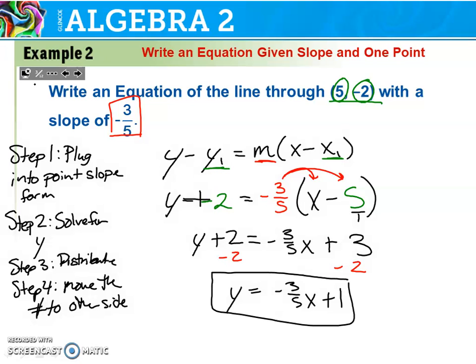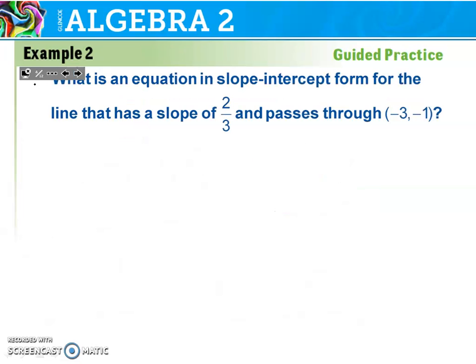That's finding the equation of a line in our slope-intercept form based on the fact that we were given a point and we were given a slope. Okay? So, next, I want you guys to pause the video, try this one on your own. It's the exact same question. Write the equation in slope-intercept form for the line that has a slope of 2/3 and passes through negative 3, negative 1. So go ahead and pause, try that on your own.